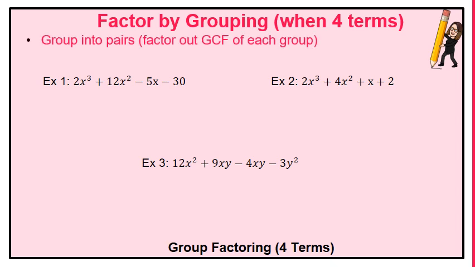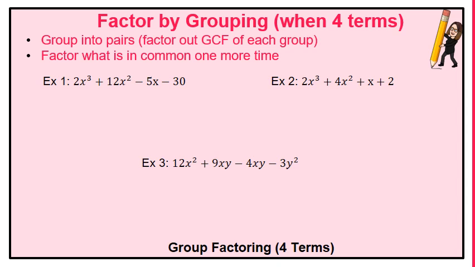So the first step is to group into pairs, and then we're going to factor out the GCF of each group. Then we factor again the common factor that's left over. So we do pairing, GCF, GCF. All right, let's take a look here. What does that mean? What does that look like?